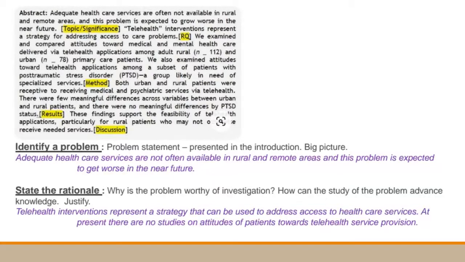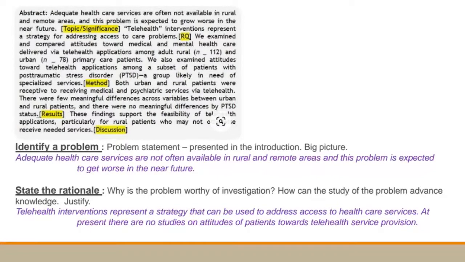And the big picture in this is that adequate healthcare services are not often available in rural and remote areas, and this problem is expected to get worse in the near future. Okay, so we haven't narrowed it down yet to what we're going to study and how and why and so on. We're looking at what the big picture problem is: there's a lack of healthcare services that are not often available, and that problem is going to get worse. That is our problem that we're trying to address.